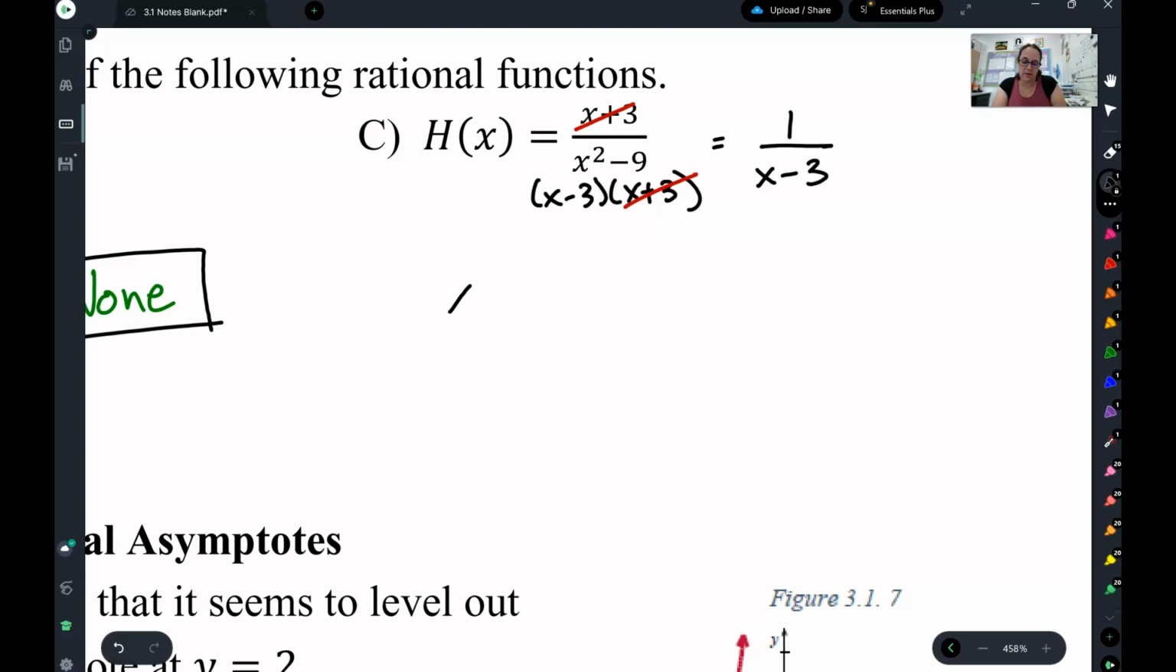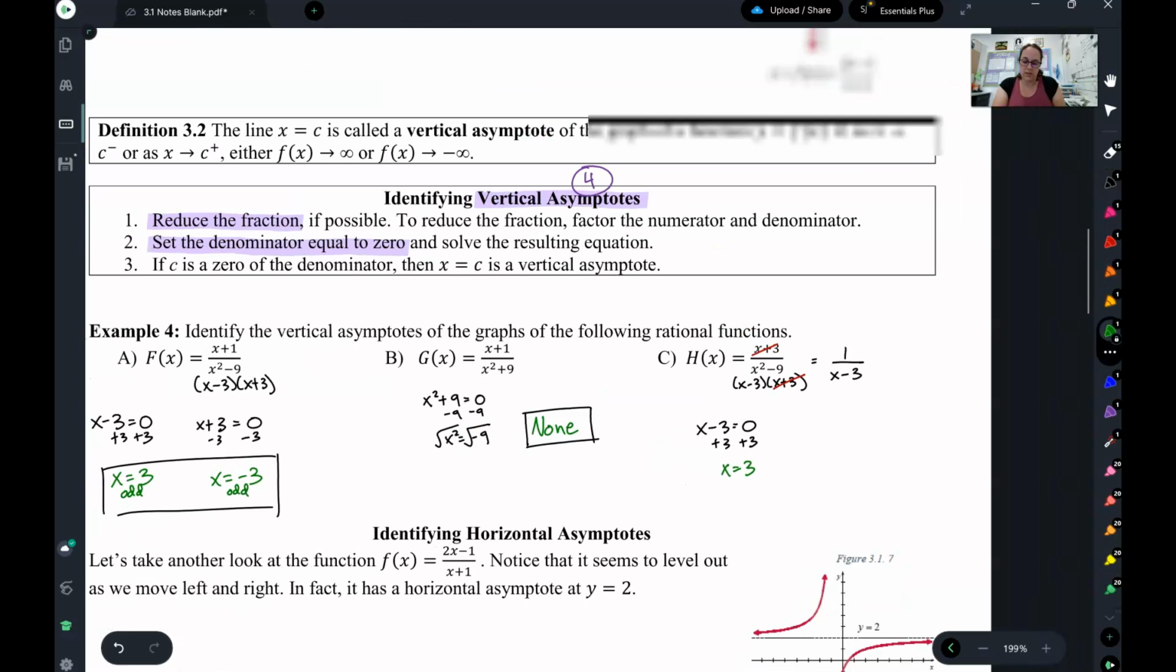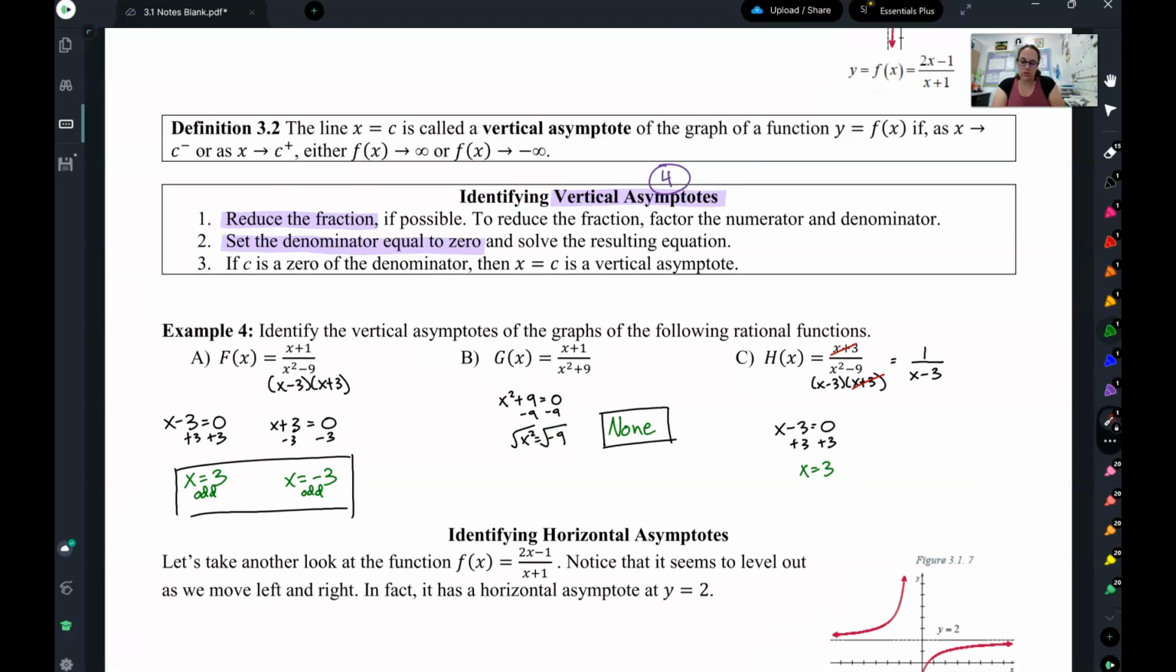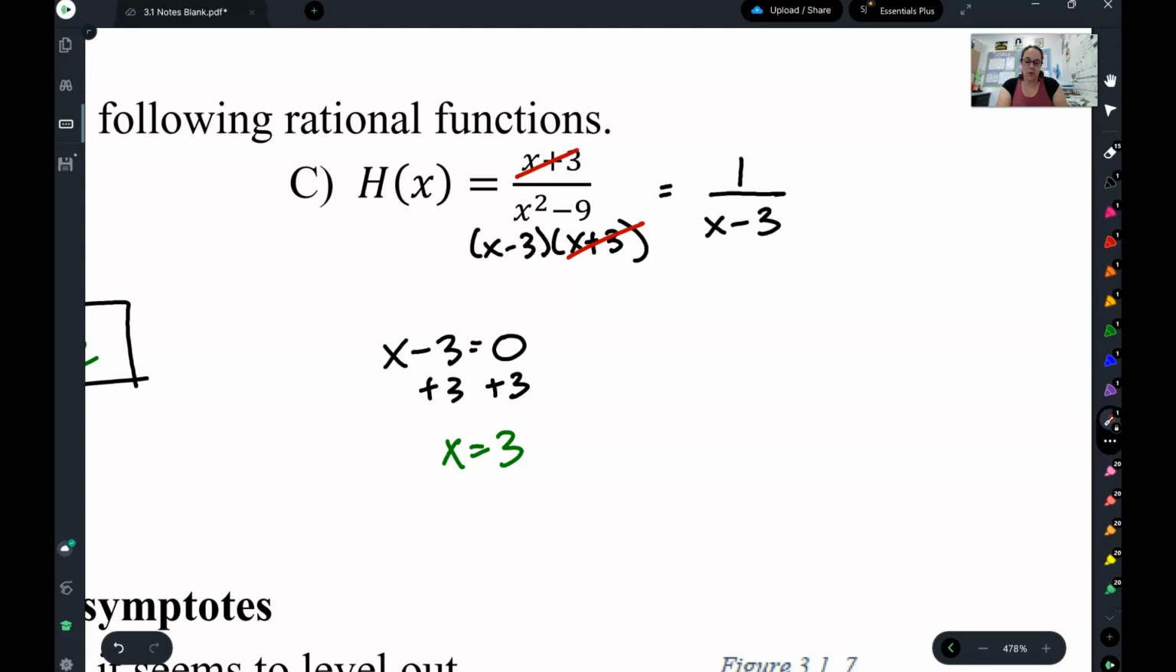Now I'm going to set the denominator equal to 0 and solve. And that is the importance of that first step in our rules that we highlighted. That we need to reduce the fraction first, if possible, then set the denominator equal to 0. This thing that we canceled, that we reduced, those 2 x plus 3's, they are actually called a hole. And that is one of our 2 advanced rules that we will learn about in 3.3.